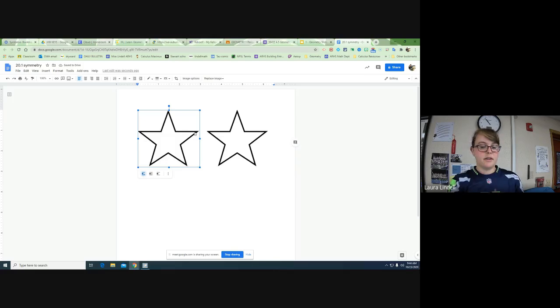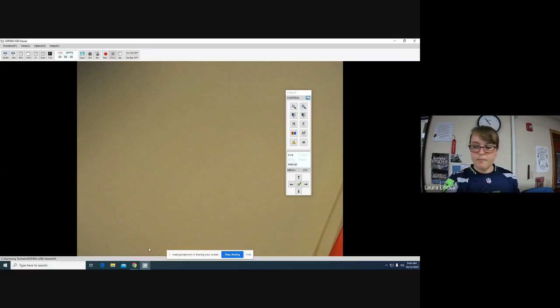So I could rotate this shape 5 times, and it would land on top of itself before getting back to 360. And notice how this star has 5 points on it. So there is a correlation there between the amount of things coming off of a shape and the number of times that you can rotate it, which is called the order of rotational symmetry.